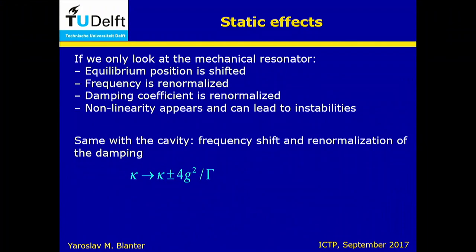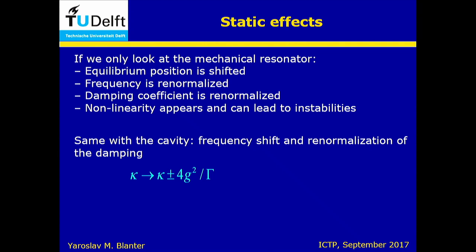Now, you can also look at the cavity, and the same thing happens. The frequency is shifted, and the damping is renormalized. I will actually need this formula later, so I will just bring it without any attempt to derive it. It's not trivial to derive. So the total damping of the cavity is renormalized, so it goes either up or down depending on whether you drive it at the red sideband or blue sideband, and the shift of the damping is just four times this coupling g squared divided by gamma. If you look at it carefully, we are comparing kappa with 4g squared over gamma, meaning we are comparing 4g squared over gamma kappa with 1, which John called cooperativity, and it means that some horrible things happen when cooperativity becomes 1.